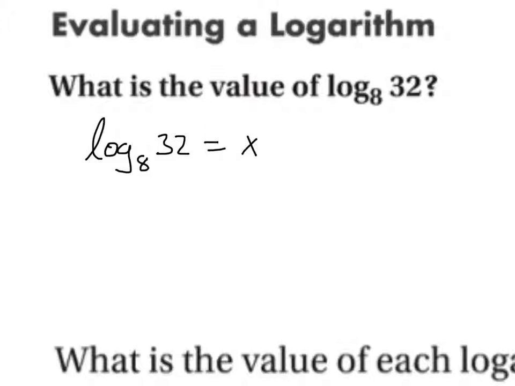So, the way we're going to do this first is by rewriting it. How do I rewrite that in exponential form? 32 equals 8 to the x power. That's probably what you meant, but 8 to the x power equals 32. Okay? 8 to the x power equals 32. So, remember, we're looking for that exponent. We're solving for x.